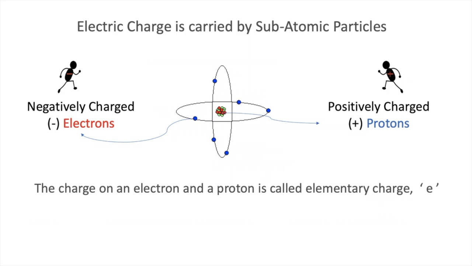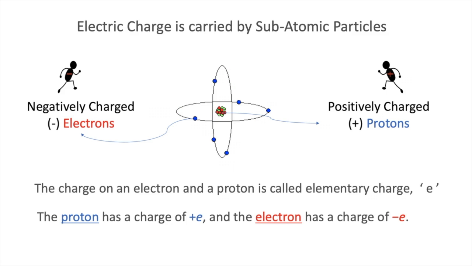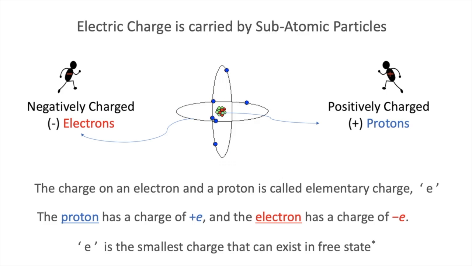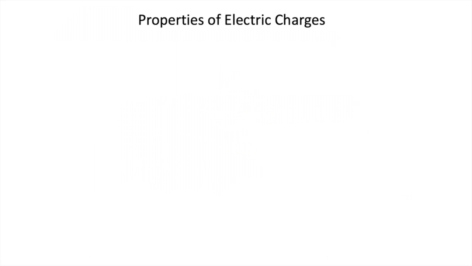Now if you notice, there are two types of elementary charges: the proton with the positive charge and the electron with the negative charge. Now this elementary charge e is the smallest charge that can exist in a free state, and that's why it's known as the most basic, most fundamental, or elementary unit of charge. So there are two types of charges at a most fundamental level. We call one positive and the other negative.